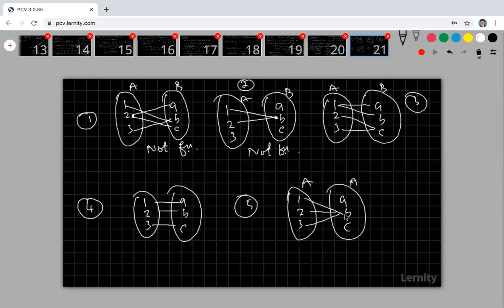No problem. If any element is related to more than one element, that is a problem for me. That fails a function by definition. So therefore, this is not a function. Okay, this is a function. This is a function. Are you okay? Are you clear now?